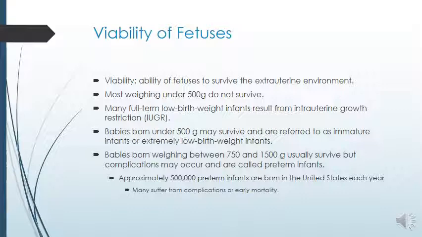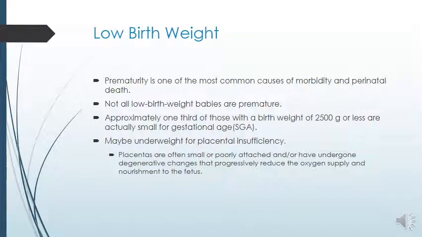Approximately 500,000 preterm infants are born in the United States each year, and many of them suffer from complications or early mortality. Prematurity is one of the most common causes of morbidity and perinatal death. Not all low birth weight babies are premature. Approximately one-third of those born with a birth weight of 2,500 grams or less are actually small for gestational age. Maybe they're underweight from placental insufficiency.